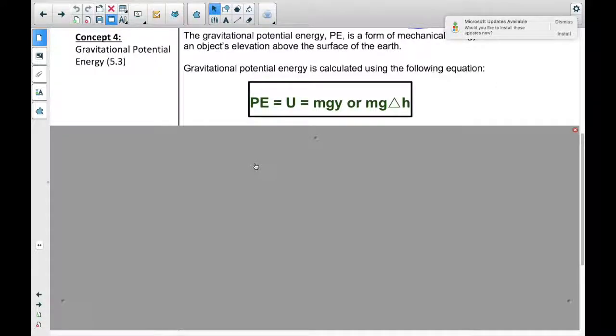This video is going to cover concepts 4 and 5, gravitational potential energy, and conservative and non-conservative forces. So concept 4 is on gravitational potential energy.